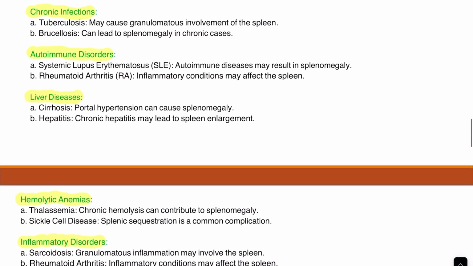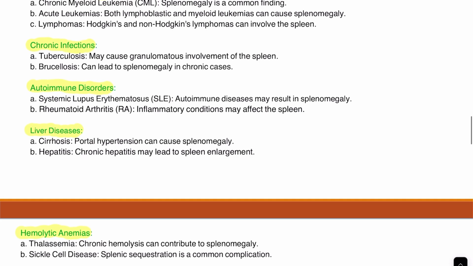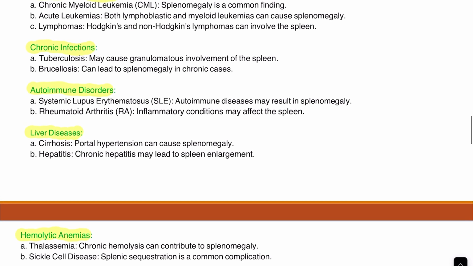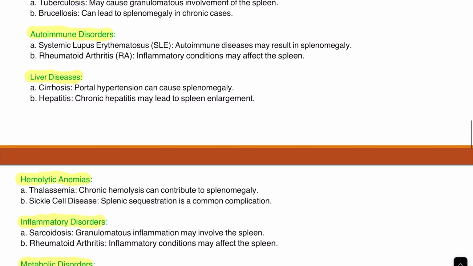So these are quite a lot of differential diagnoses, but if you manage to remember five or six, I think that should be enough. The important ones not to miss are hematological disorders, chronic infections, autoimmune disorders, liver disease, hemolytic anemia, and inflammatory disorders.